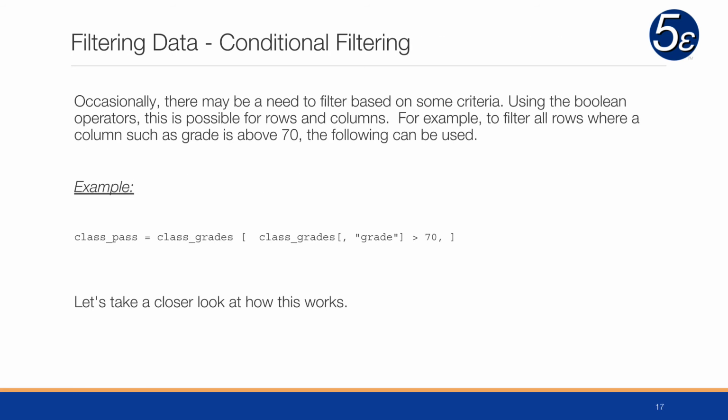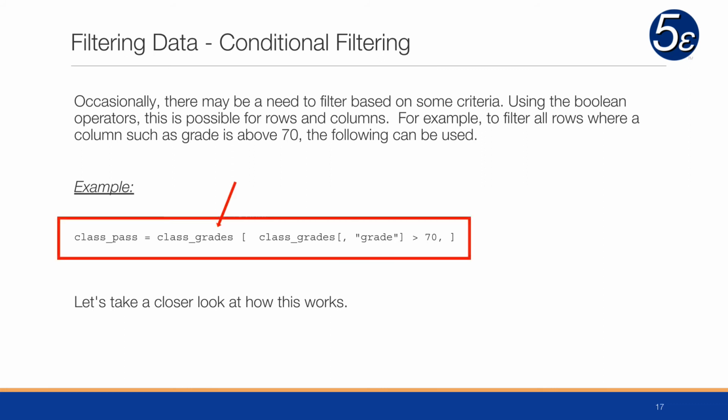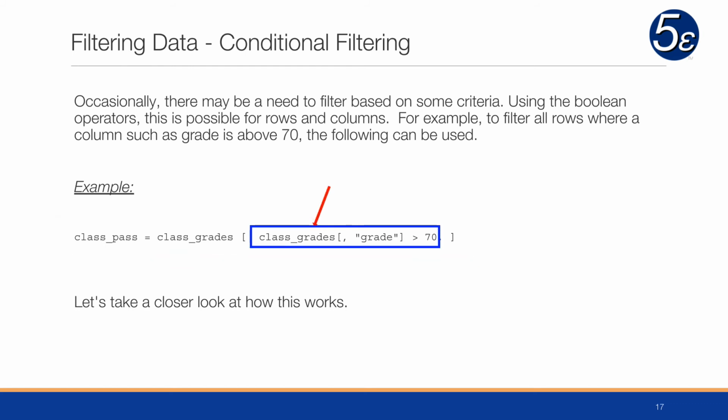We can also use this to provide some criteria for conditional filtering. So using the Boolean operators, it's possible to filter for the rows and the columns. For example, to filter all rows where a column such as grade is above 70, we could do the following. If our data frame is called class grades, we'll do class grades, bracket. Now we'll put in for the rows section, look at all the rows whose class grades where the grade is greater than 70. So notice here on the inside of the rows, we're looking at class grades again. This will return a series of true and false values. Those true and false values are the vectors in which the outer class grades will use to determine which rows it's selecting.